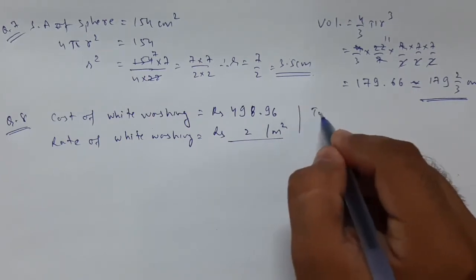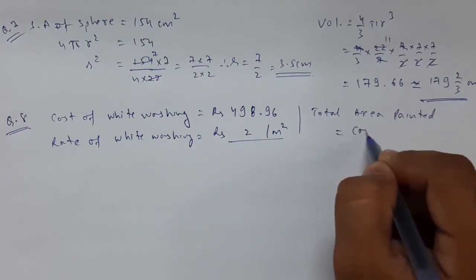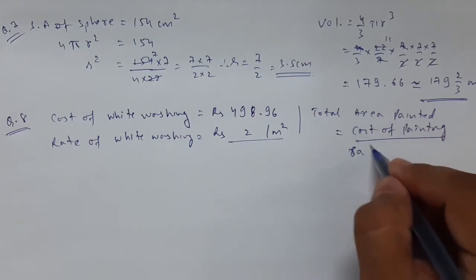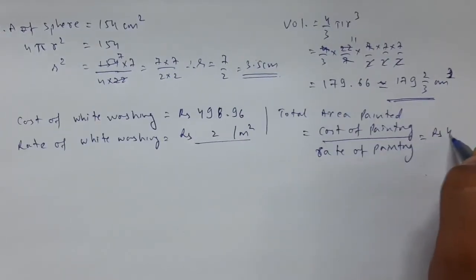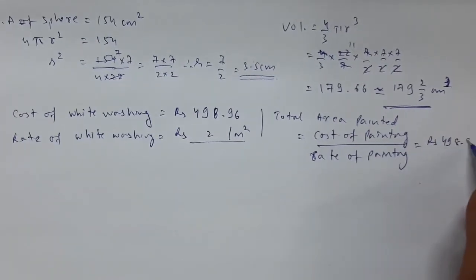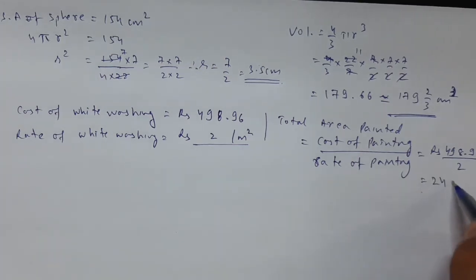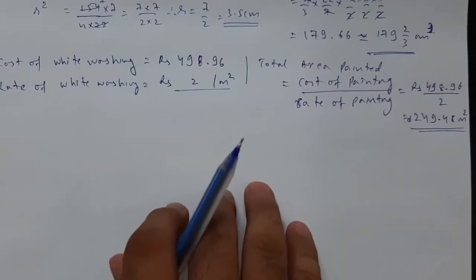So total area painted is equal to cost of painting by rate of painting or whitewashing, whatever you say. That is equal to rupees 498.96 divided by 2. 498.96 divided by 2 will give you 249.48 meters square, because rate was in meter square. So this is the area. Now this area becomes the CSA of the hemisphere.